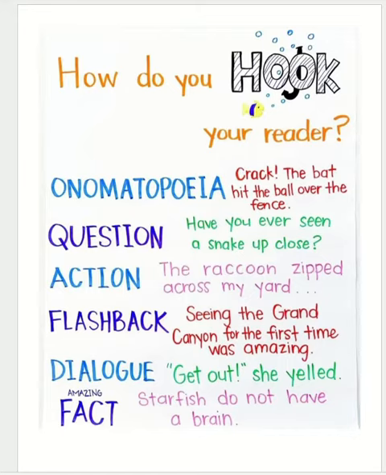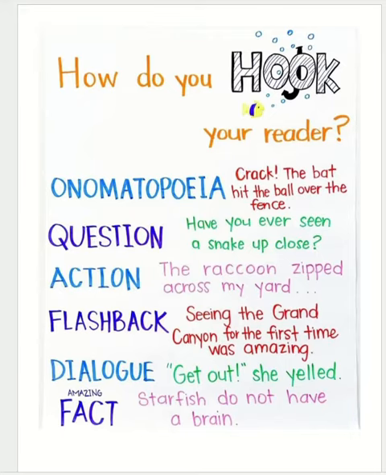Another way to hook your reader is to start your story or your poem by asking a question. For example, have you ever seen a snake up close? You could be asking this question to someone in the story, or you could be asking the question to the reader themselves.